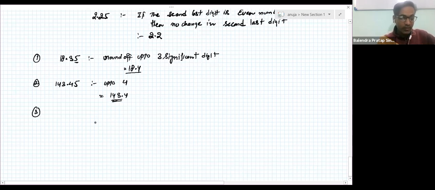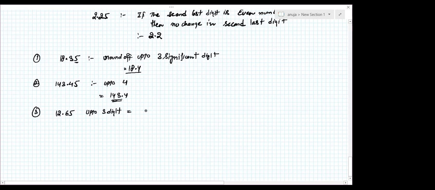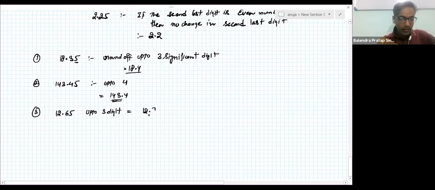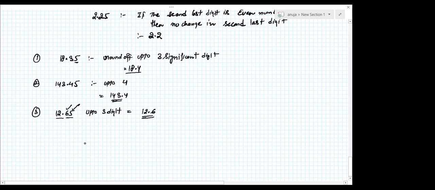Another question, number 3. You have to round off the number 12.65 up to 3 digits. 12.7. Very good. Oh, wait a second. 12.7, I think, is not a correct answer. Let's think. It's 12.65, exactly, and the second last digit is an even number. So for an even number, you just have to write it as it is. 12.6 is the correct answer.